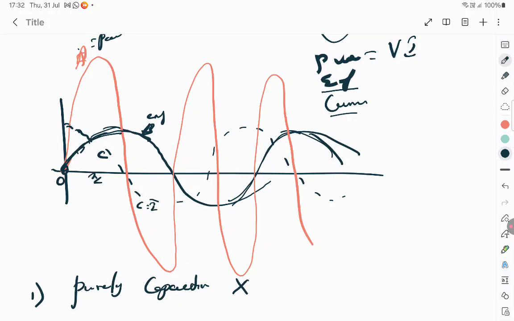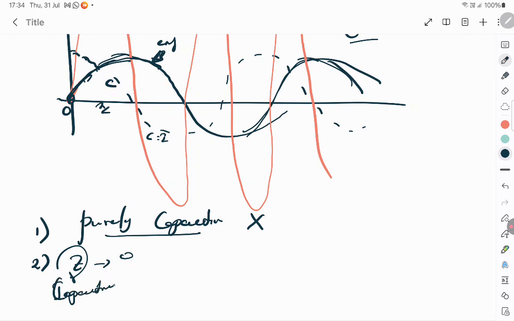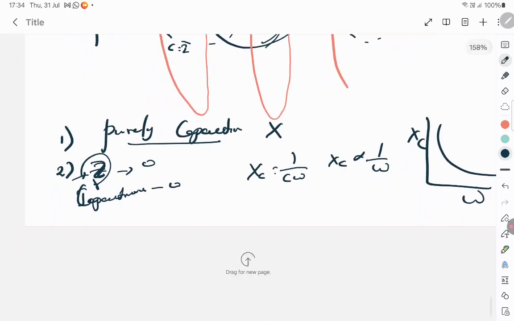So then, how does its impedance vary with frequency? Second part of the question, how does impedance vary with frequency? They shouldn't call it impedance, because it's purely capacitive. They should have called it capacitive reactance. Xc is equal to 1 by C omega. Xc is inversely proportional to omega. Xc versus omega should be inversely proportional. That's all. It is improper to call it impedance. You call it impedance only when it's LCR or LR or CR. Okay, so that completes it.